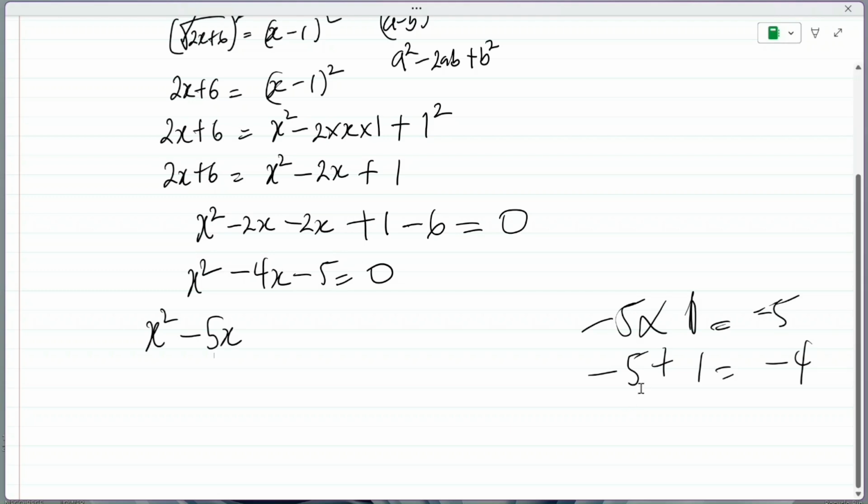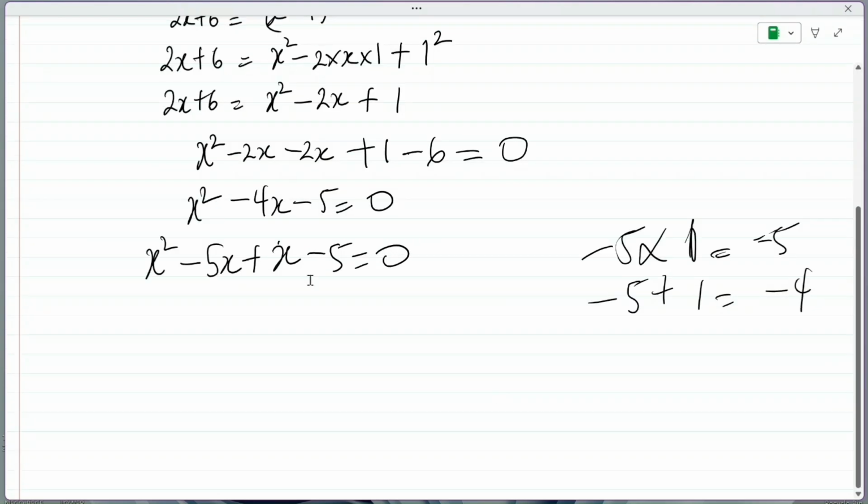You add x to both the minus 5 and the plus 1: plus x, or 1x, minus 5 equals 0. What we've done is we've turned this minus 4x into minus 5x plus x. Minus 5x plus 1x will give you minus 4x. Next, we group them in 2s. We group these 2 and this 2.